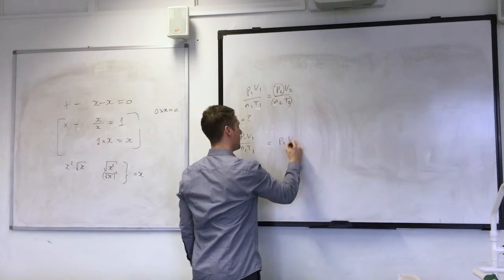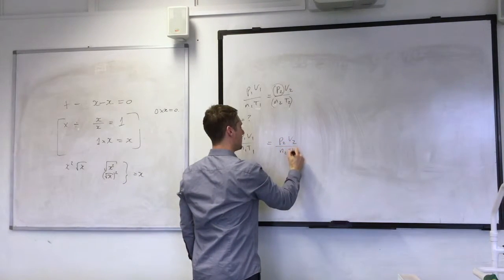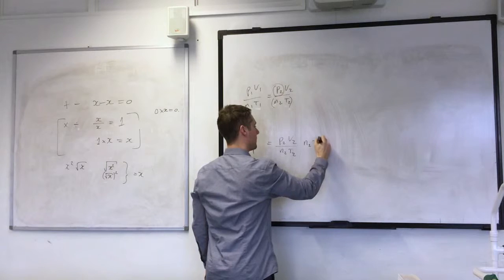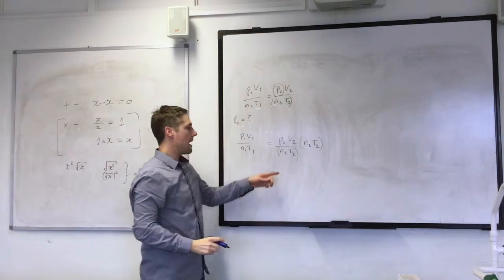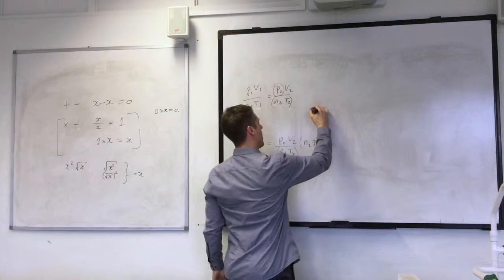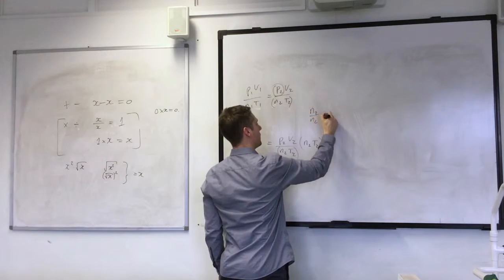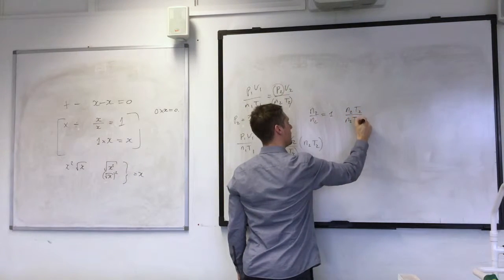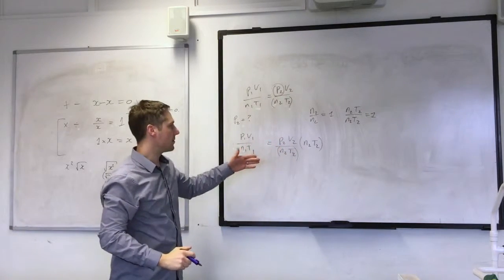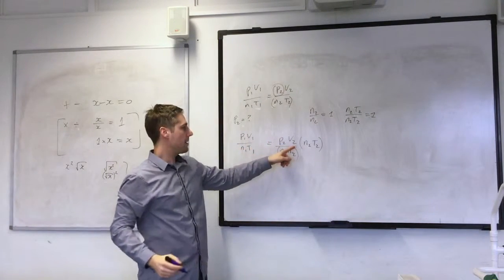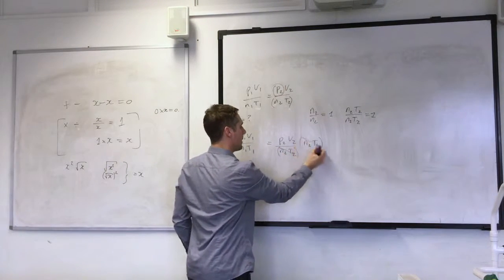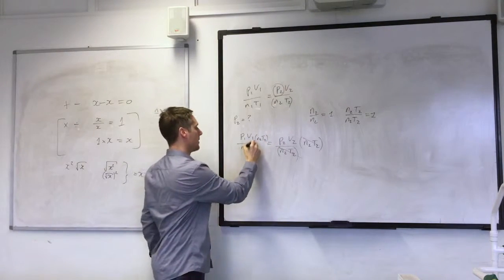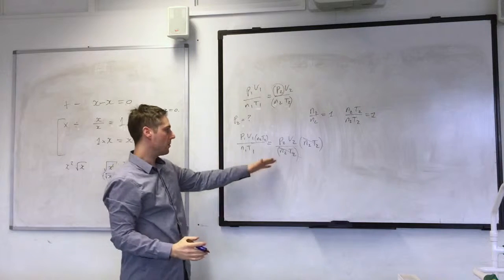Equals P2 V2 over N2 T2. I'm going to multiply this side of the equation by N2 T2. Okay? And that will cancel out because just as N2 divided by N2 equals 1, so does N2 T2 divided by N2 T2 equal 1. Both of those are true, so that enables me to take the N2 T2 to the other side of the equation straight away. So I've got to have times by N2 T2 here. And that's dealt with the whole bottom row all in one.